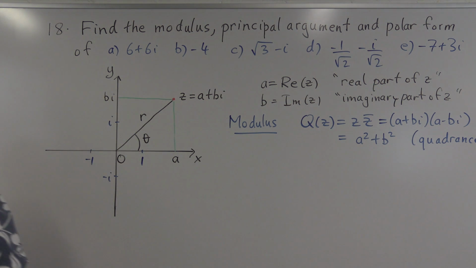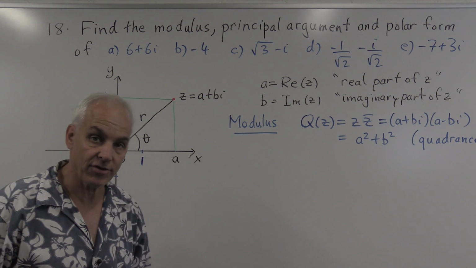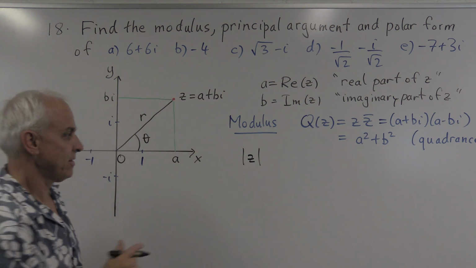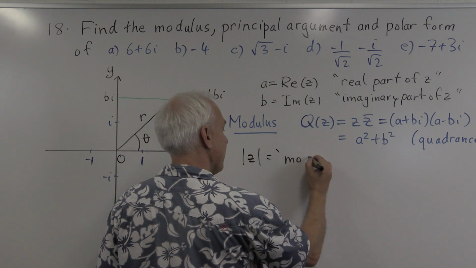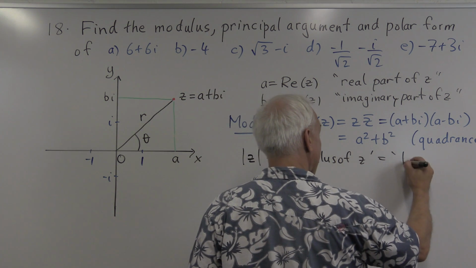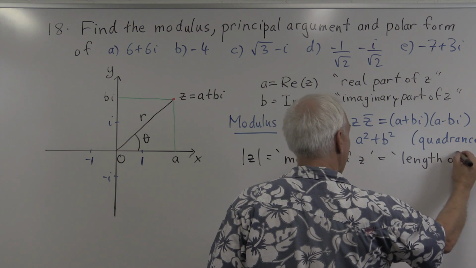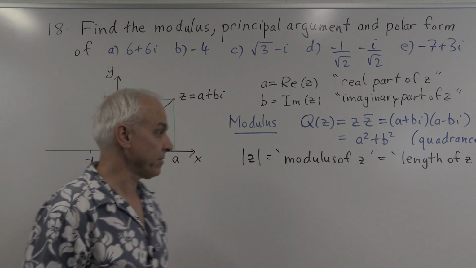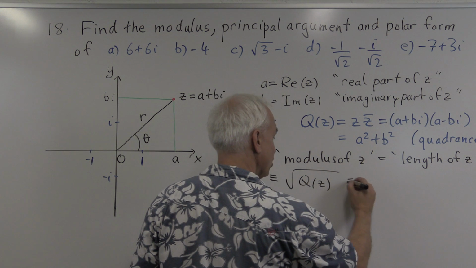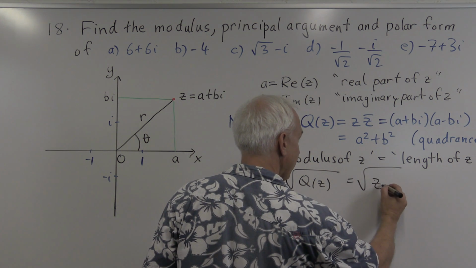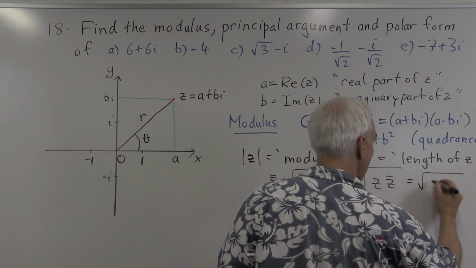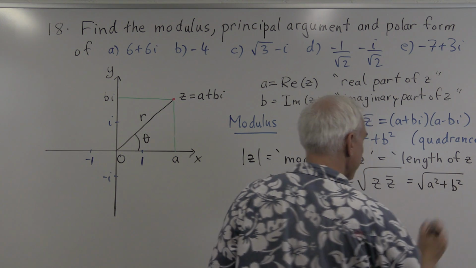Then we obtain from that the modulus, denoted by absolute value signs. So this is the modulus of z, or sometimes just the length of z when we're thinking about z as being a vector. And by definition, this is the square root of the quadrance. In other words, it's the square root of the product of z times z bar. And in terms of coordinates, it's the square root of a squared plus b squared.